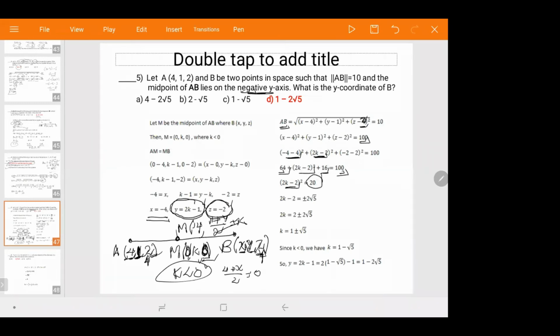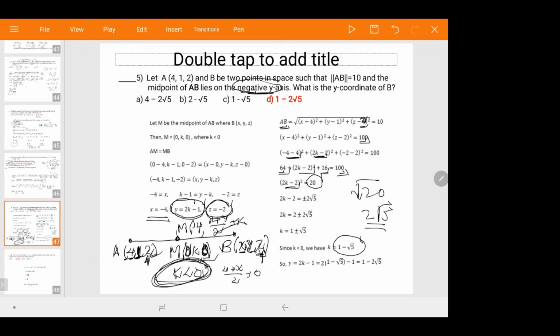Now taking the square root of both sides, we get 2k minus 2 equals plus or minus the square root of 20. But the square root of 20 is 2 root 5. So 2k equals 2 plus or minus 2 root 5. Dividing everything by 2, we get k equals 1 plus or minus the square root of 5. But we have said that k is less than 0 because the midpoint lies on the negative y-axis. So the correct choice of k will be not 1 plus root 5, rather 1 minus root 5.